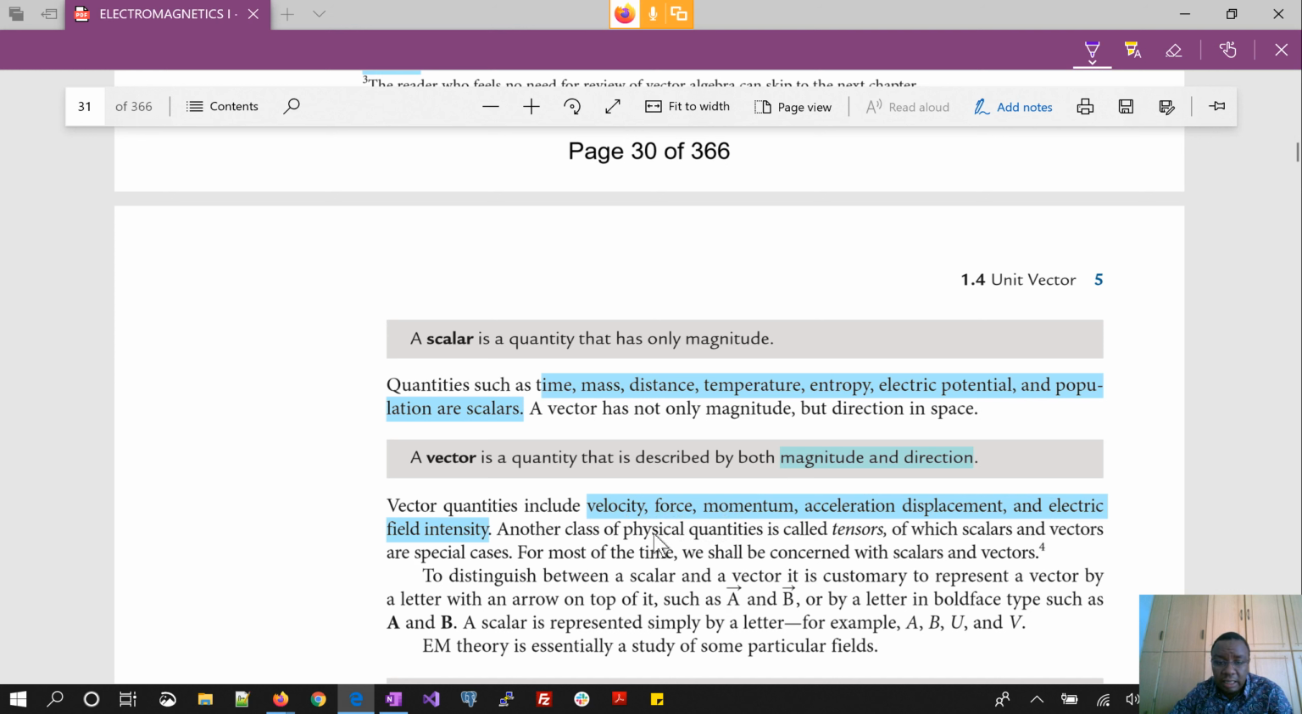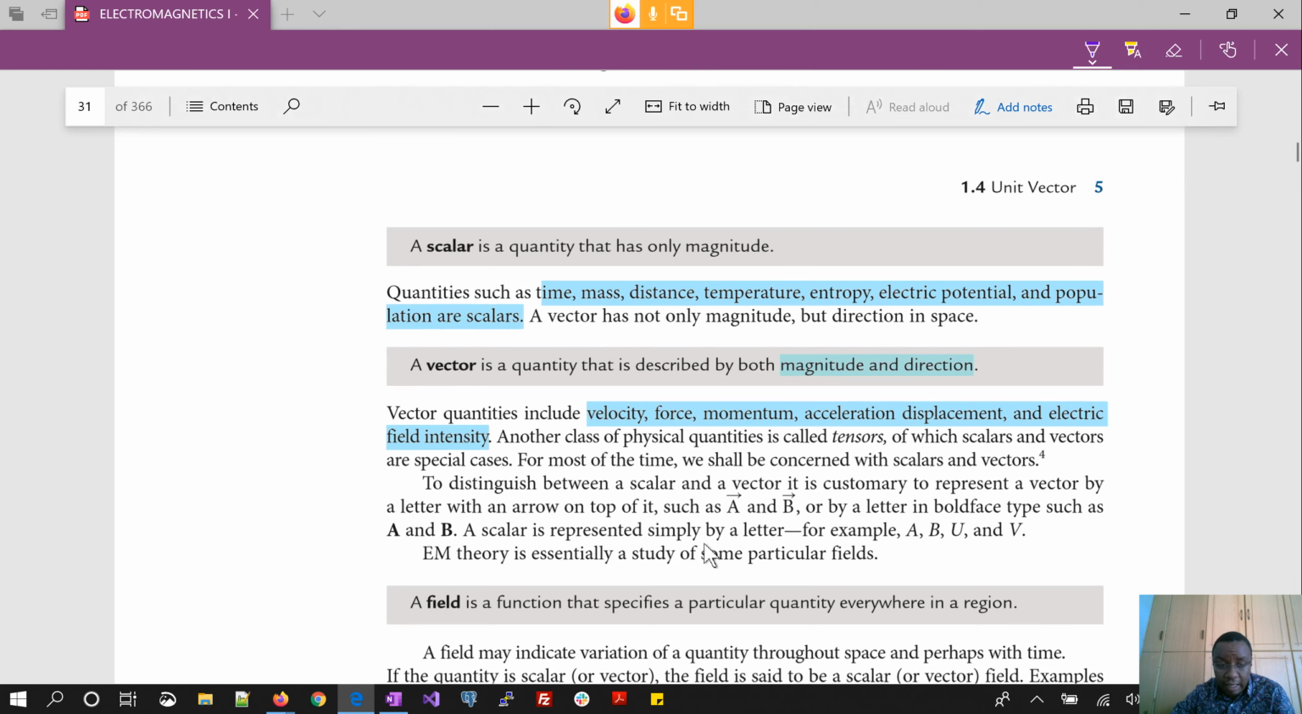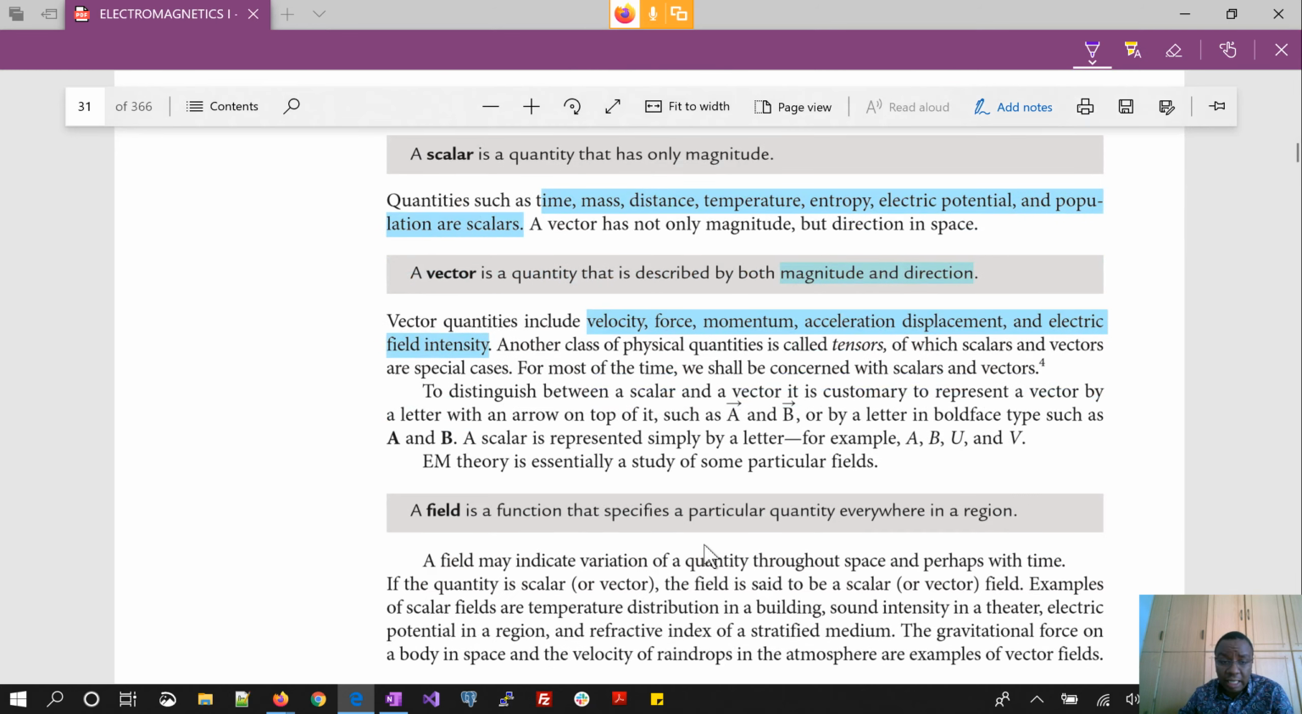So what we are saying is that if you want to describe velocity, you must always mention the magnitude and the direction, or at least it always mentions those ones. It must always indicate the magnitude and direction. So these are the two quantities that you must always be sure that you understand the difference.